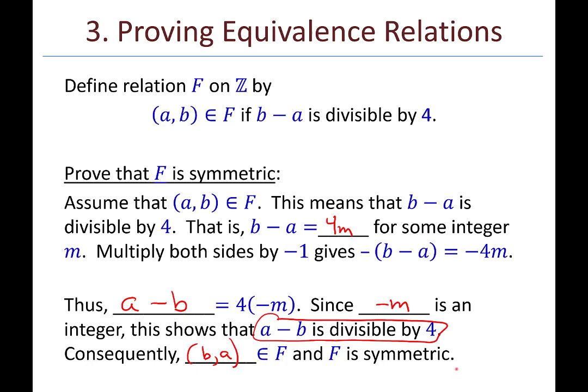We started off at the beginning knowing that (a, b) was in my relation, and I wanted to show that the reverse, (b, a), was in the relation also. And so we do this little dance where I know that b minus a is a multiple of 4, and my goal is to show that a minus b is a multiple of 4 as well.